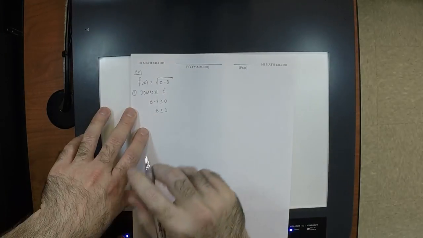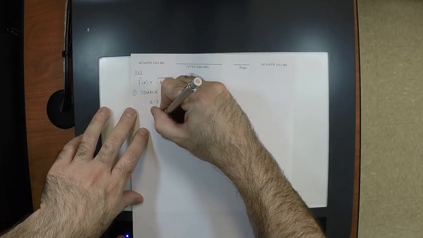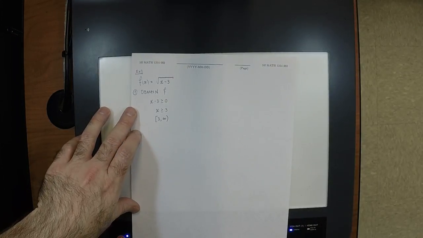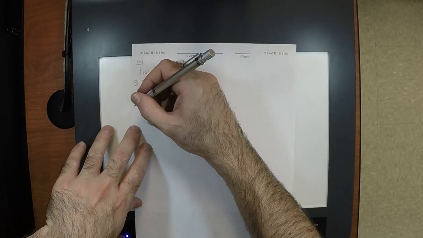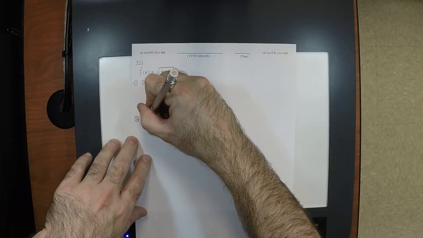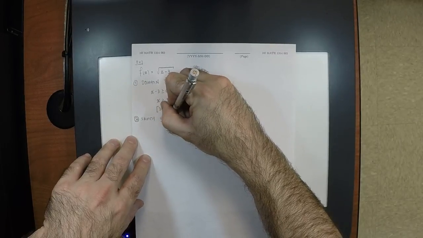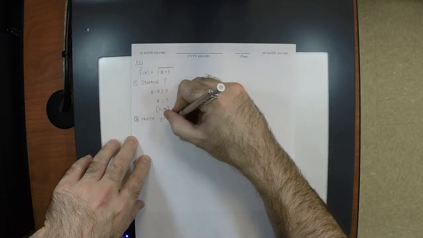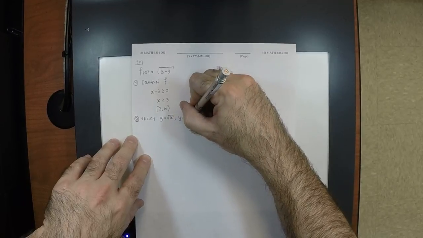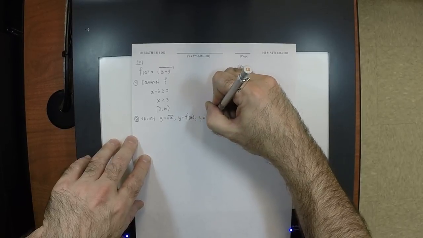And then written in interval notation, how do you write this in interval notation? Right. Square parentheses, also known as bracket. Okay, so 2. I want you to sketch 3 things. I want you to sketch y is the square root of x. I want you to sketch y is f of x, and I want you to sketch y is f inverse of x.